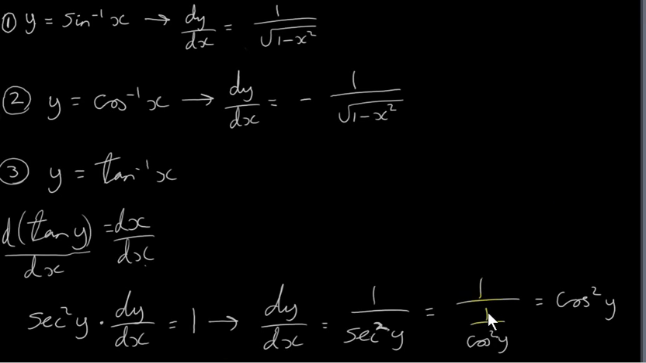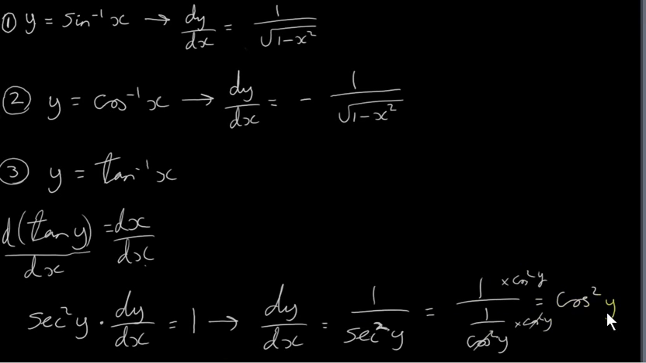So we have 1 divided by 1 over cos squared y. Well, we can just multiply above and below by cos squared y. These cancel out, and we get cos squared y over 1, which is just cos squared y. So dy/dx equals cos squared y.